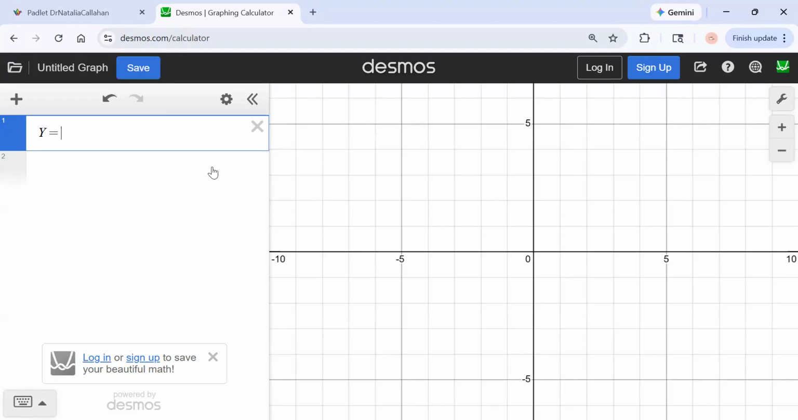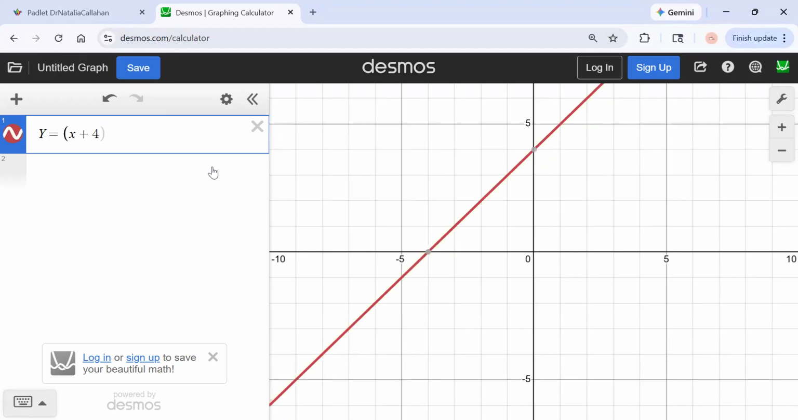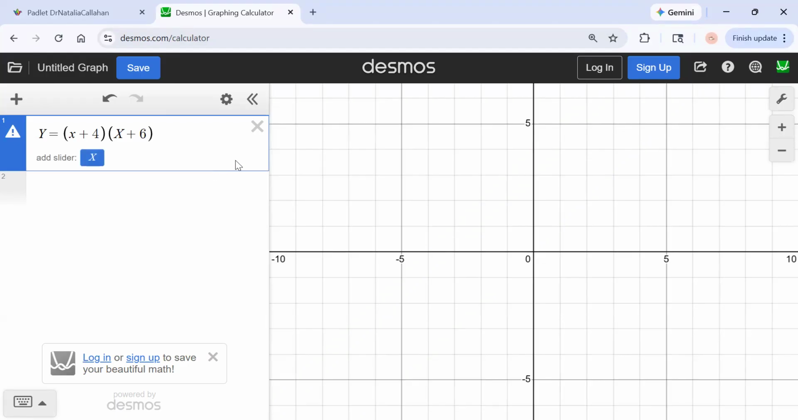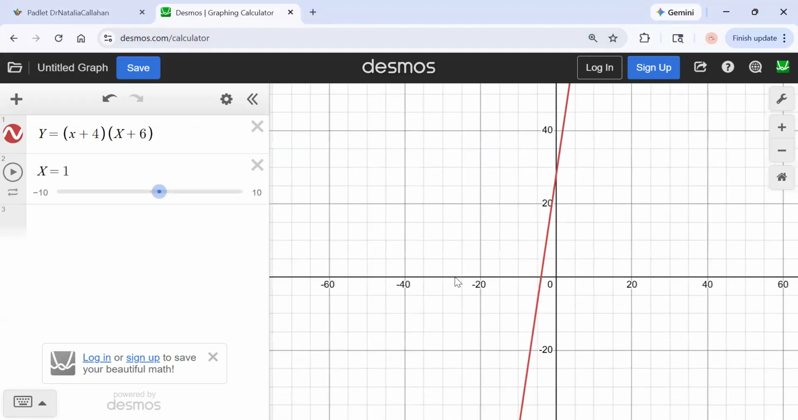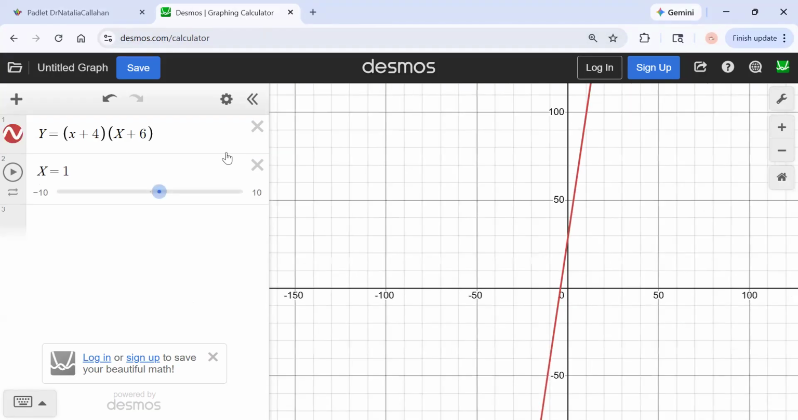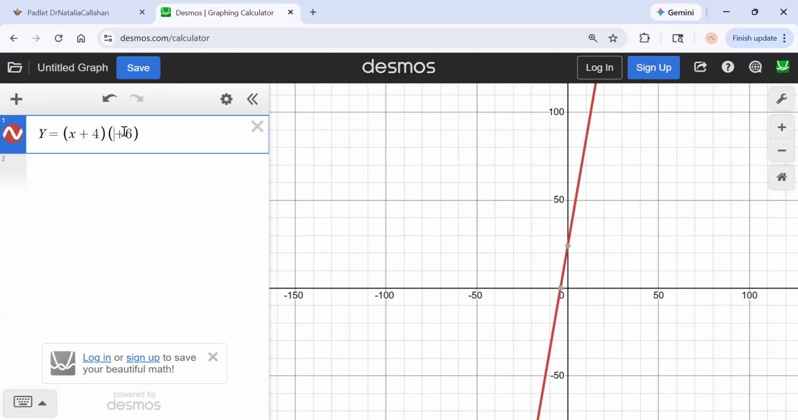Y is equal to what? X plus 4. Okay. And then x plus 6, correct? All right, so there you go. All right, well, you see how this one looks really bad? So you're going to zoom out. Oh, no, that's not correct. I don't want that. Just this one, add slider. What is that? It's because the X is... oh, it's a capital X. Okay. All right, here we go.